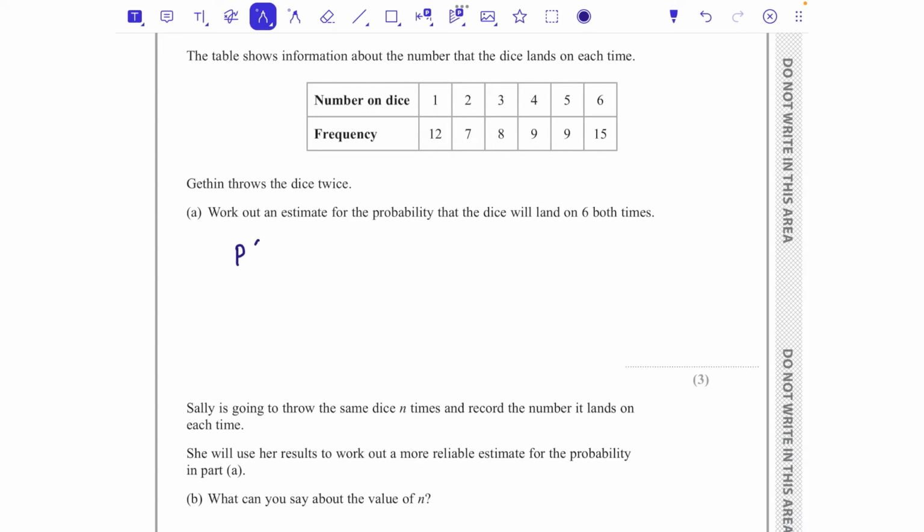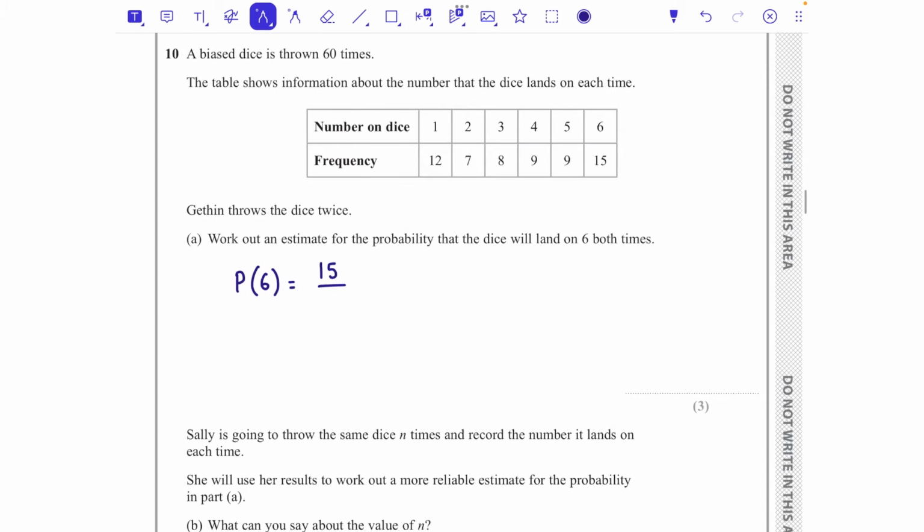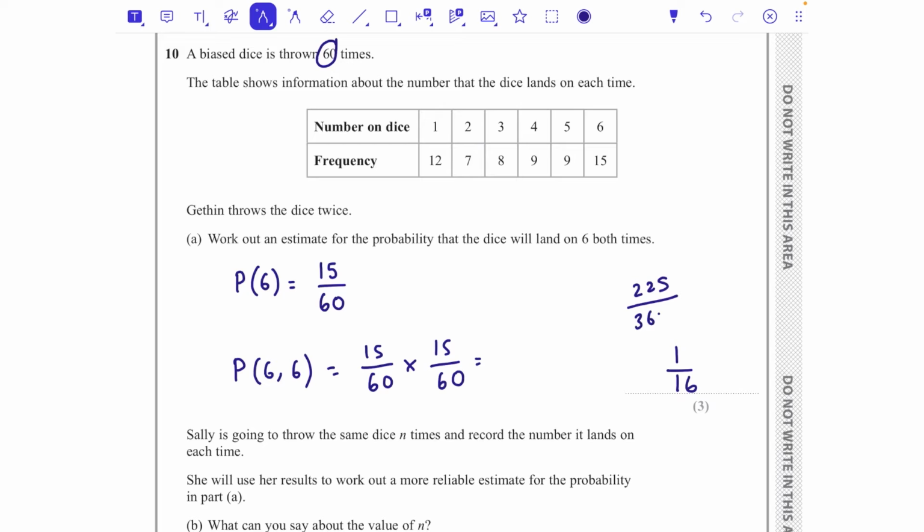So the probability of landing on a 6 is equal to 15 out of how many times we threw it altogether, which is 60. So 15 out of 60. And if we want it to land on a 6 and then a 6 again, we're going to multiply that by itself. So 15 out of 60 times 15 out of 60, which is a quarter times a quarter, or you can type it in your calculator like that. Either way, you're going to get 1 out of 16 for that answer. Or you might have got 225 out of 3,600. Either of those answers would be absolutely fine. That or that for 3 marks there.